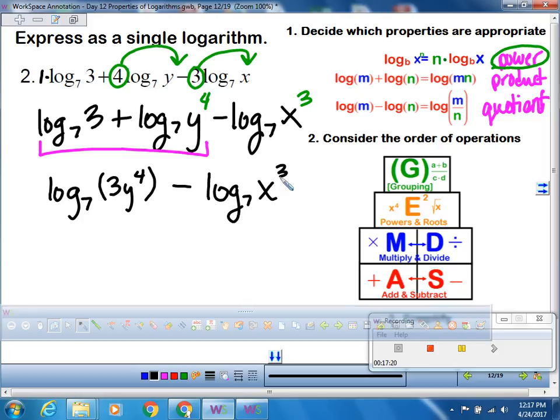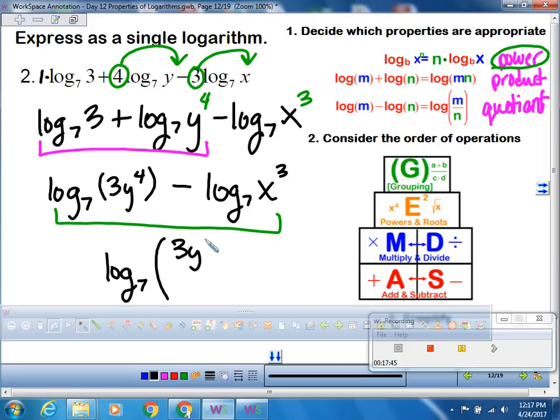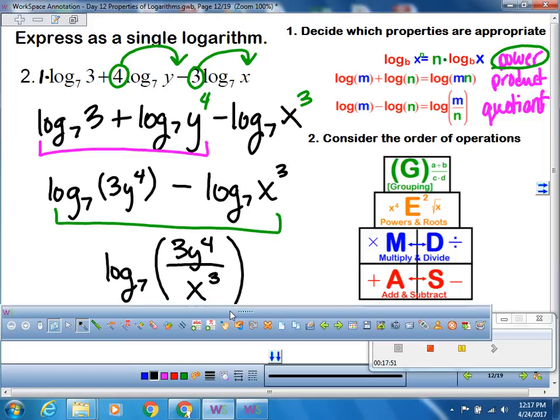All right, so now I have common bases, and the only thing I have left here is a subtraction sign. So now I'm going to use the quotient property. So this is going to be log base 7. I'm going to have a numerator. The one that comes first is your numerator. 3y to the 4th over x cubed. And that's it. It's done.